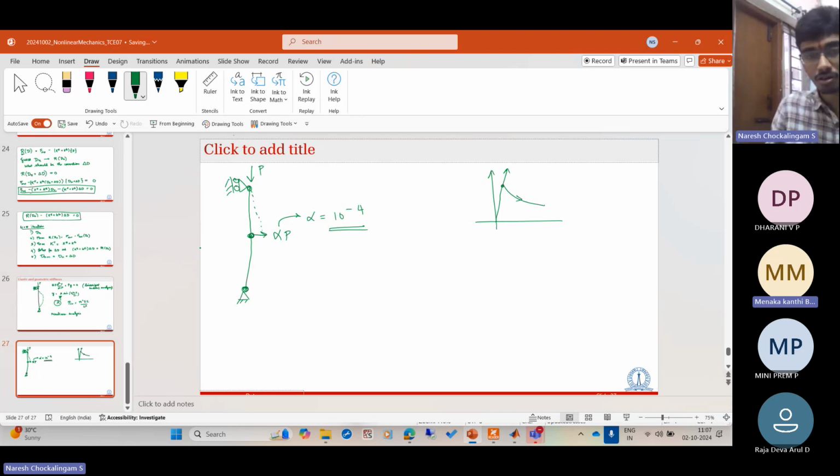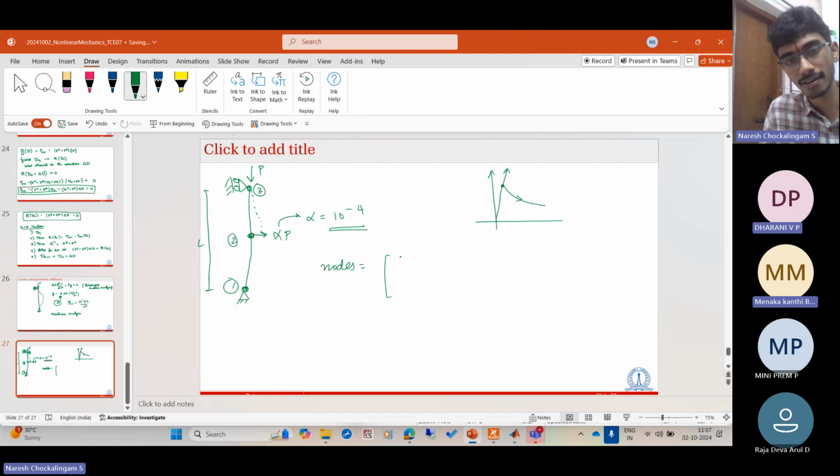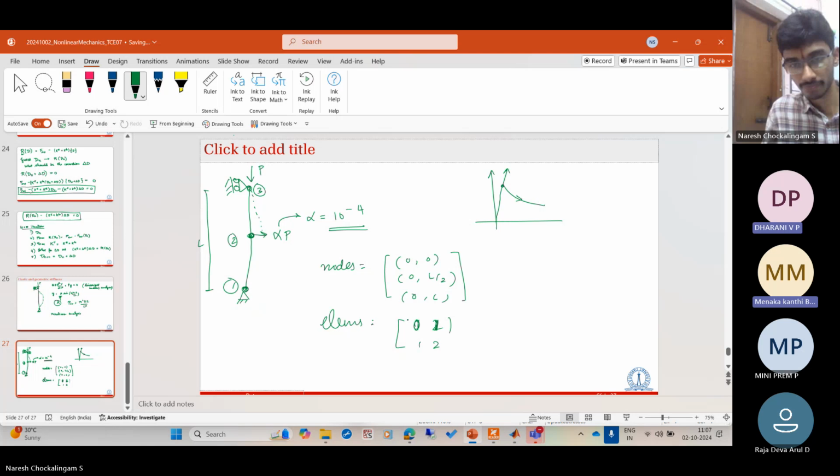So, what is the nodes matrix? Let's make it nodes 1, 2, and 3, and let us make the length L. So the nodes matrix is 0, 0, 0, L by 2, 0, L. This is the nodes matrix. What about LMs? LMs is simple. It is 0, 1, 1, 2.